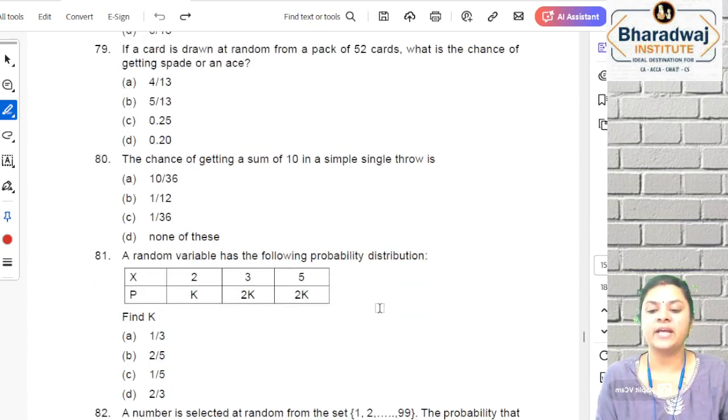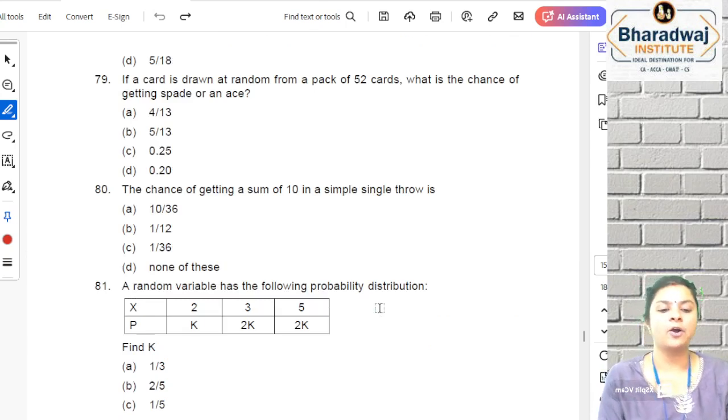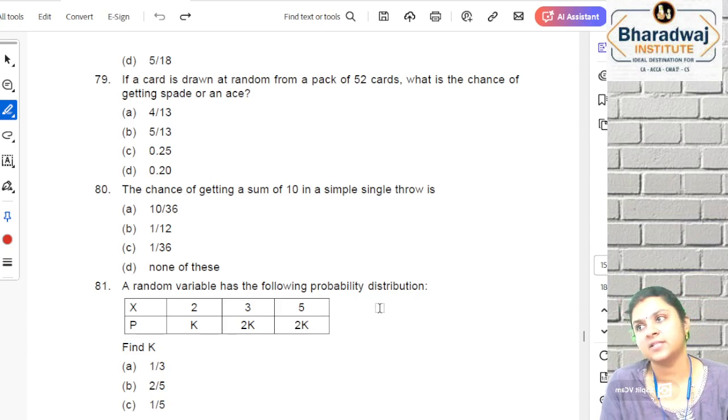Next, 79. A card is drawn at random from a pack of 52 cards. What is the chance of getting a spade or an ace? Spade, how many spades? 13. Ace, 4. Do we have anything in common? Yes. So 13 plus 4, 17 minus 1. So 16 by 52. 4 by 13.